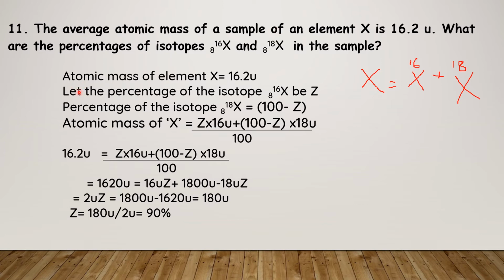See, first we have to write given value. Atomic mass of element X is 16.2 U. That is the full mass. Let the percentage of the isotope X16 be Z. This we can take as Z or any letter. And X18 we can take as 100 minus Z. So in the total 100 percentage, this percentage is how much, this percentage is how much, that we have to find. So one quantity we can take as Z, the other quantity is 100 minus Z. Got it? Then atomic mass of X, that is 16.2 U. So Z into 16 U plus 100 minus Z into 18 U, that is X18, by 100.